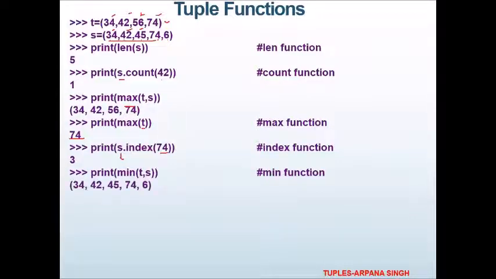Similarly, you can use the min function. If you want to compare between two tuples, the comparison will be in the same manner. So s was the minimum between t and s, so it will return the s tuple as the answer of min t comma s. But if you want, you can use the min function on a single tuple also. In this case it will find the smallest element in s. Which is the smallest element in s? It is 6.